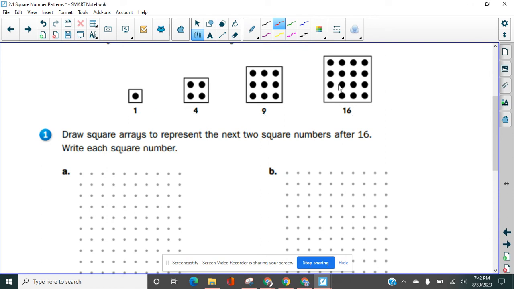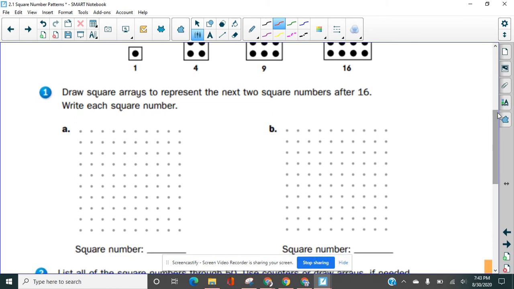Well, this one was 4 rows of 4, right? So here we would need 5 rows of 5. So I'm going to use X's here because that's what I like to do best. If you want to use circles or whatever you want to use, that's fine. So 5 rows of 5. It'll take me a moment to do that, but you can see what I'm doing. There's 4 rows and 5 rows.